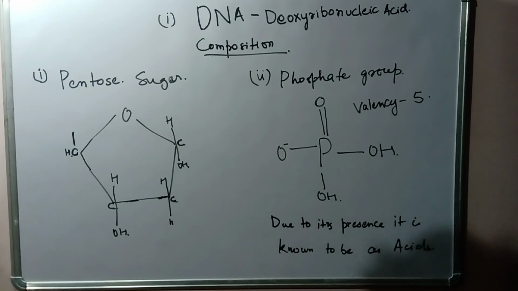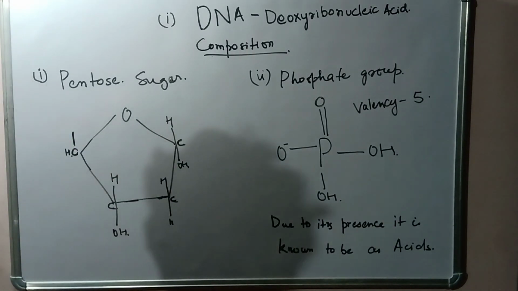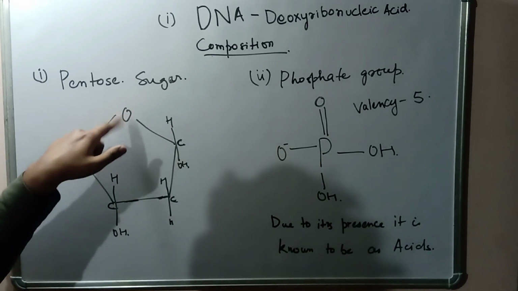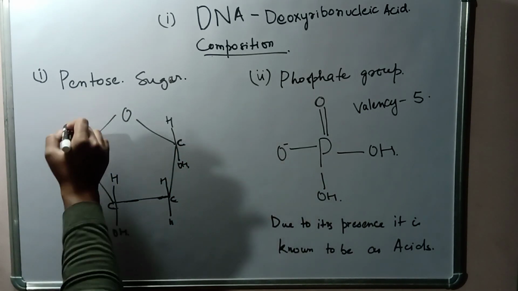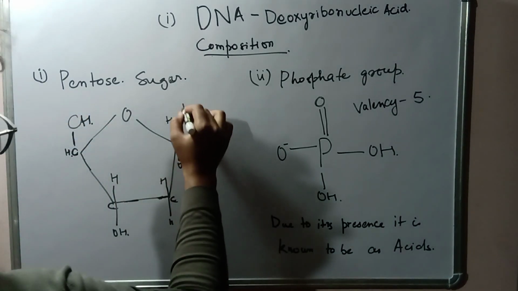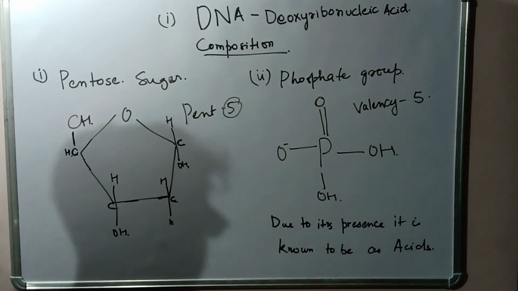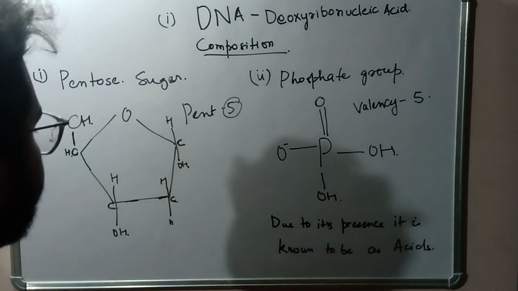Now see the composition of DNA in detail. First we will talk about pentose sugar. Pentose sugar is composed of a cyclic chain with oxygen in between and with five carbons. That is why it is known as pentose. Pent means 5. The presence of 5 carbons in the sugar is why it is known as pentose sugar.